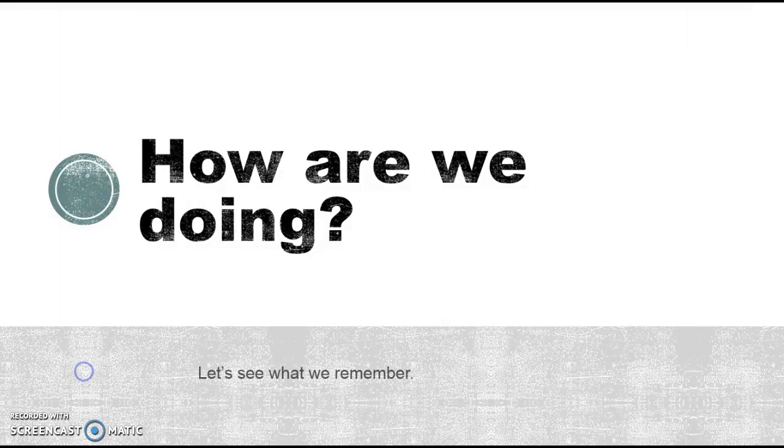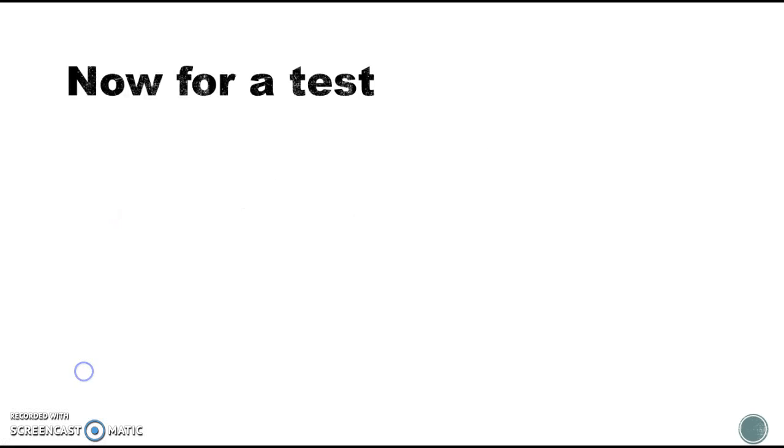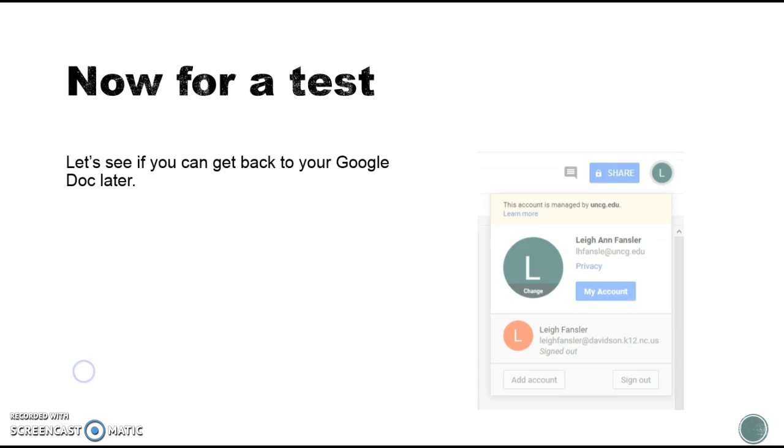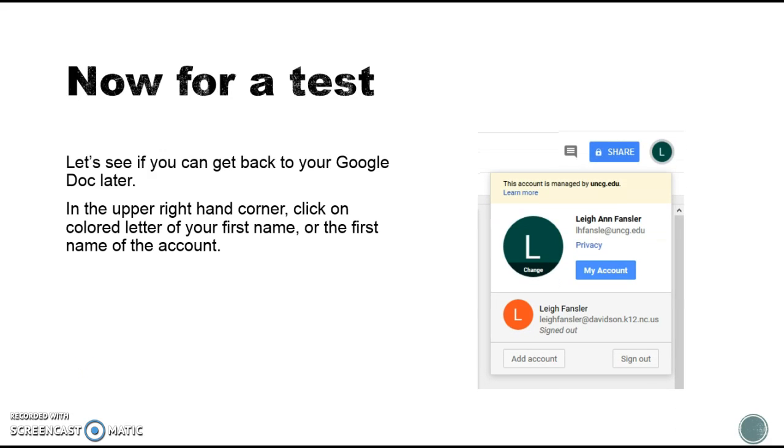So how are we doing now? Let's see what we remember. It's time for a test. Let's see if you can go back to your Google Doc later. In the upper right corner, click on the colored letter of your first name, or the first name of the account. Now click Sign Out.